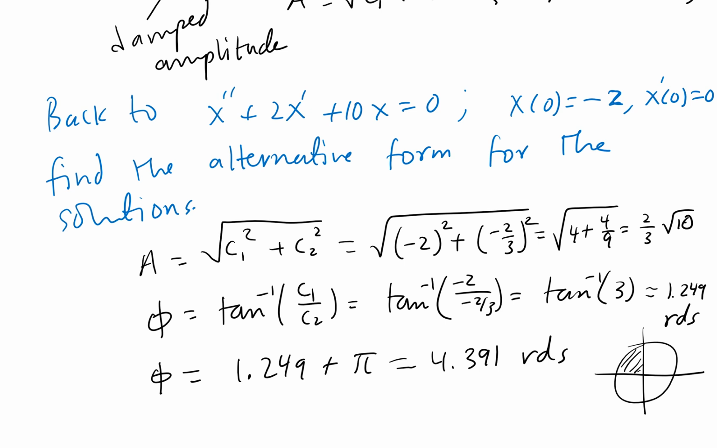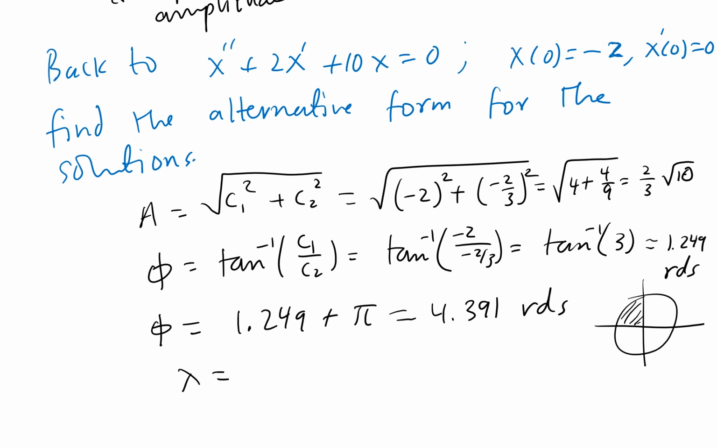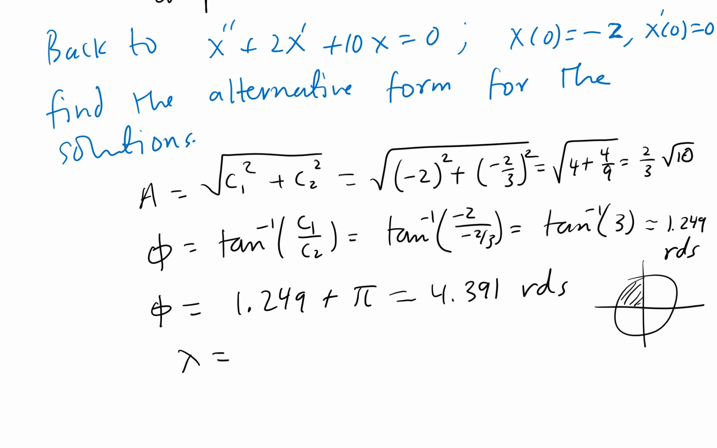What is lambda here? Do you remember? And we also need to find the square root of omega square minus lambda square. So from the solutions, lambda is 1. How about the square root of omega square minus lambda square? What was it? It was 3. Yeah, good job. So we got lambda and this.